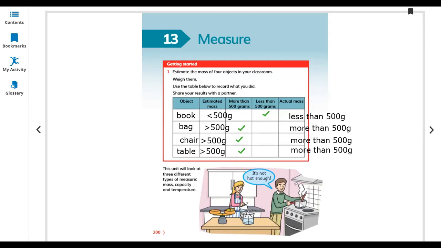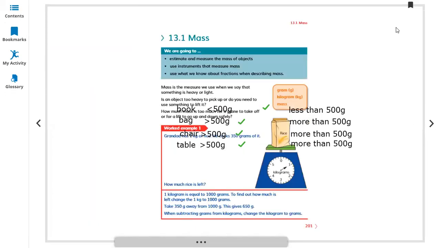And if I want to measure the temperature, then we are using a thermometer. So this unit will look at 3 different types of measures: mass, capacity, and temperature. For mass, we are using this. For capacity, we are using this. And for temperature, we are using this. Let's move to the next page.